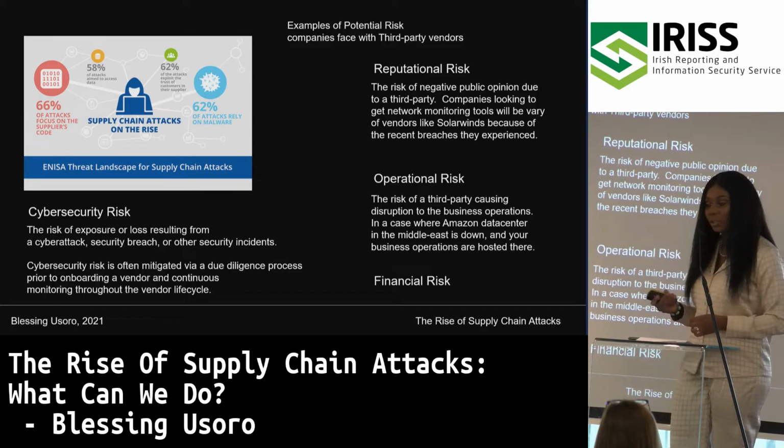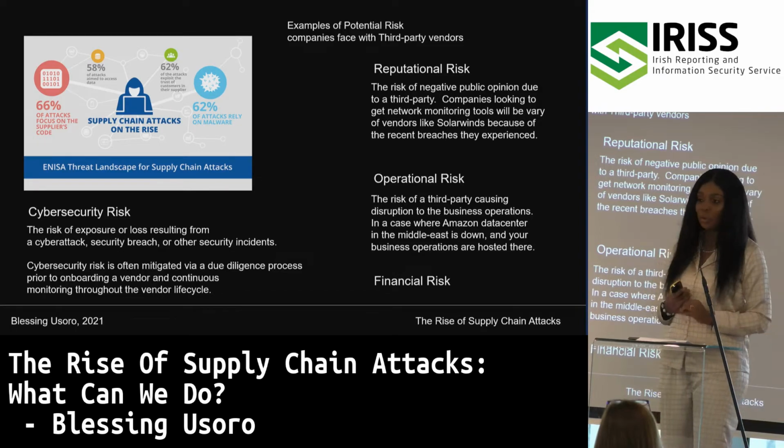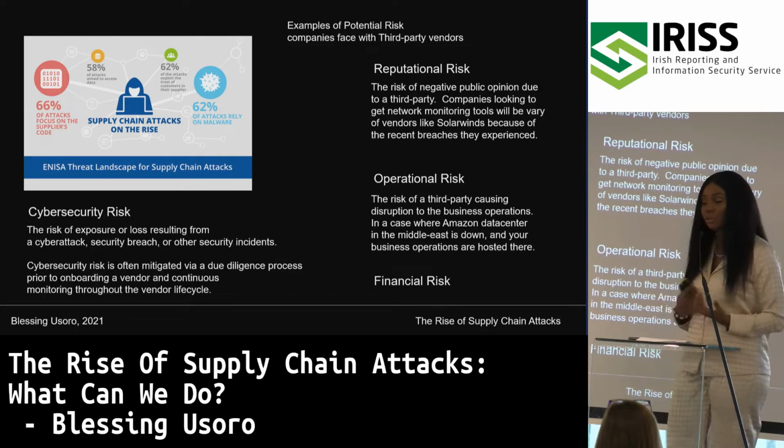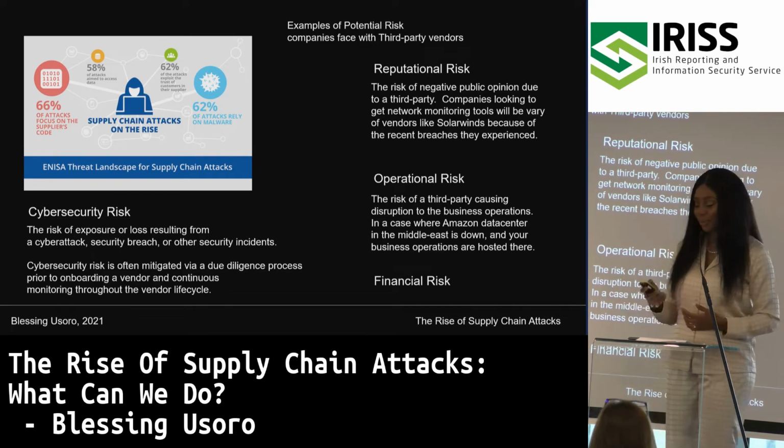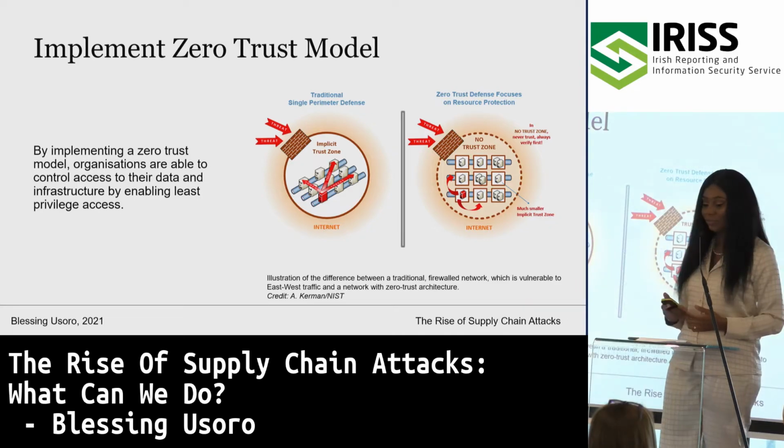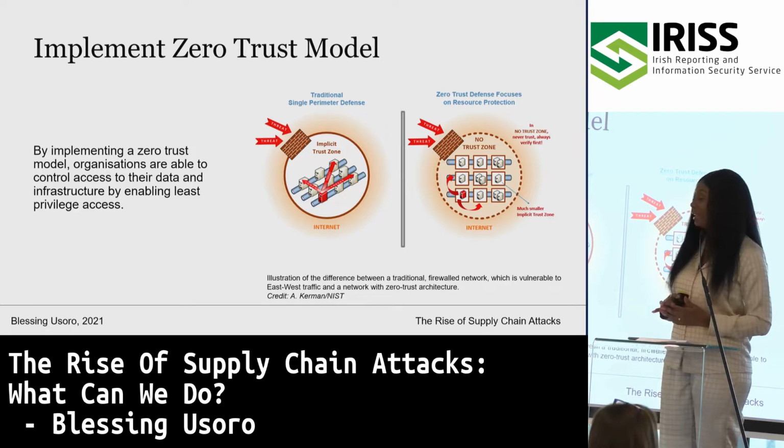Financial risk. We talked about the vendor email compromise, where you pay money into the wrong account. This happens all too much in the industry. Implementing a zero trust model. I like that diagram.